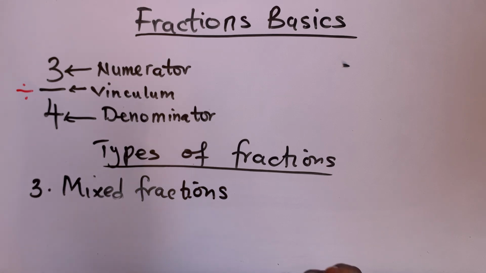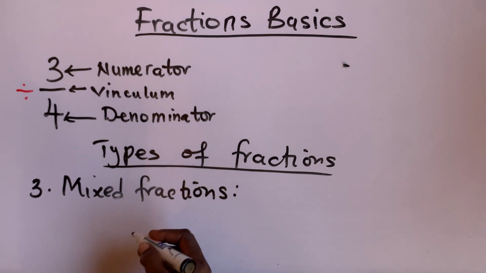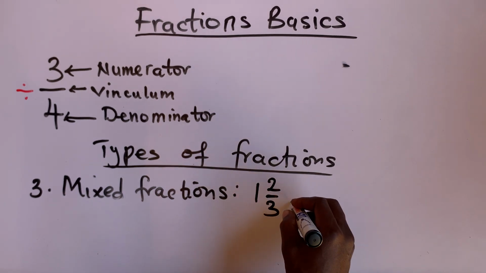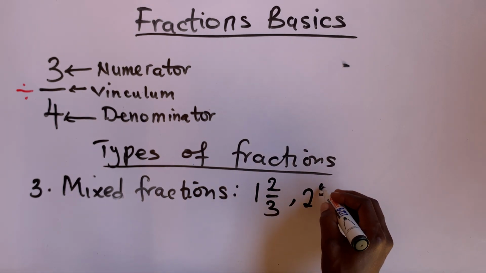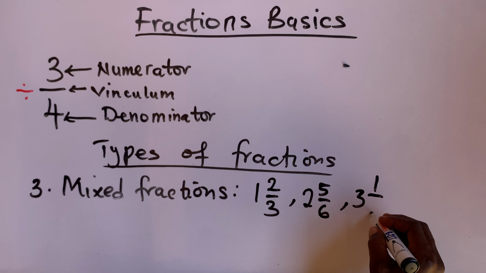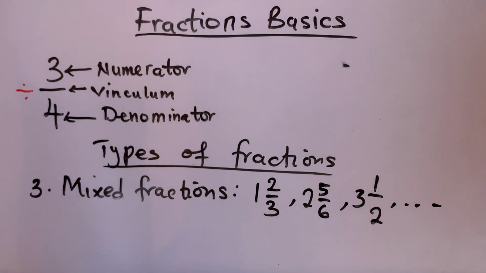Mixed fractions, or you can say mixed numbers. These are the type of fraction which have a whole number part and a fraction part. So a fraction that has a whole number part and a fraction part is called a mixed fraction. You can have examples such as 1 whole number 2/3. You can have 2 whole number 5/6. Then 3 whole number 1/2. So these are examples of mixed numbers or mixed fractions, and we can change mixed fractions back to improper fractions, and we can also change improper fractions back to mixed fractions, and vice versa.